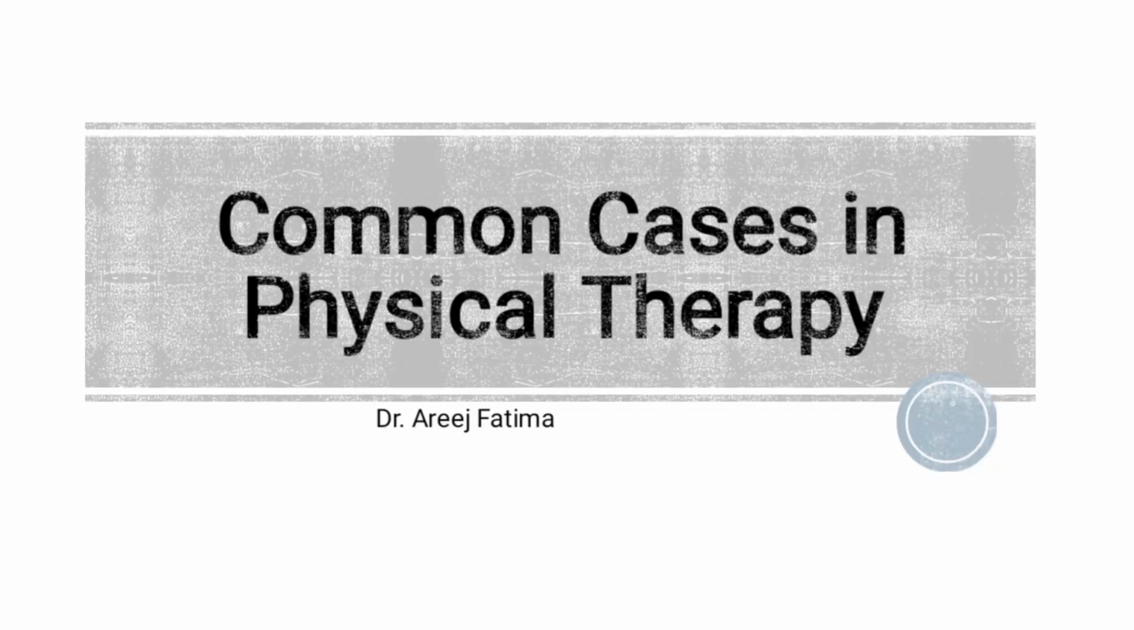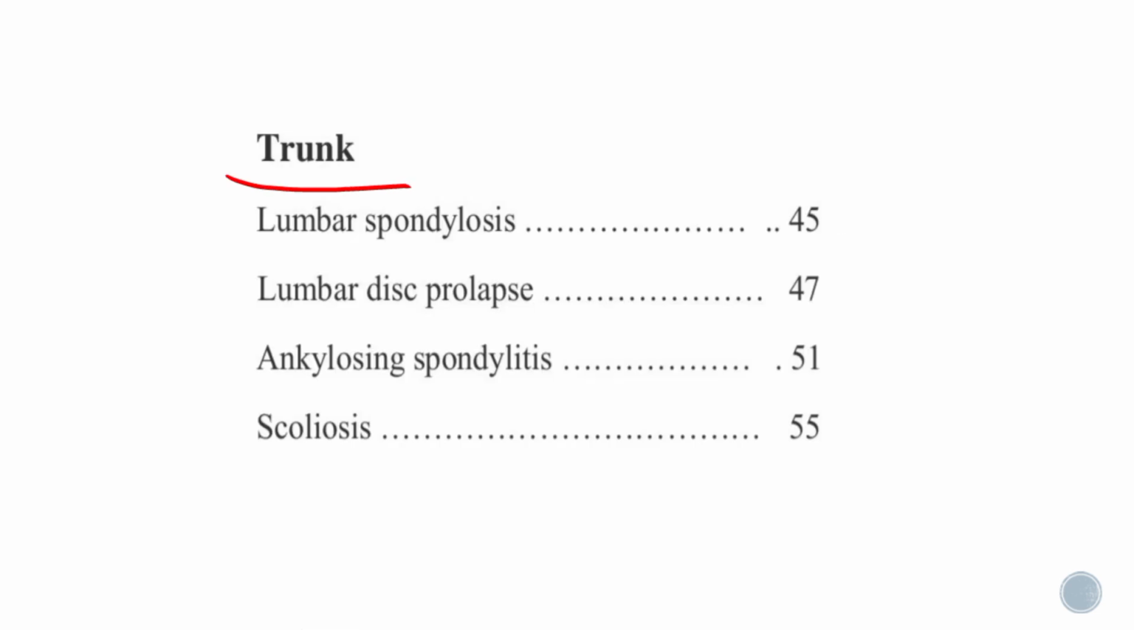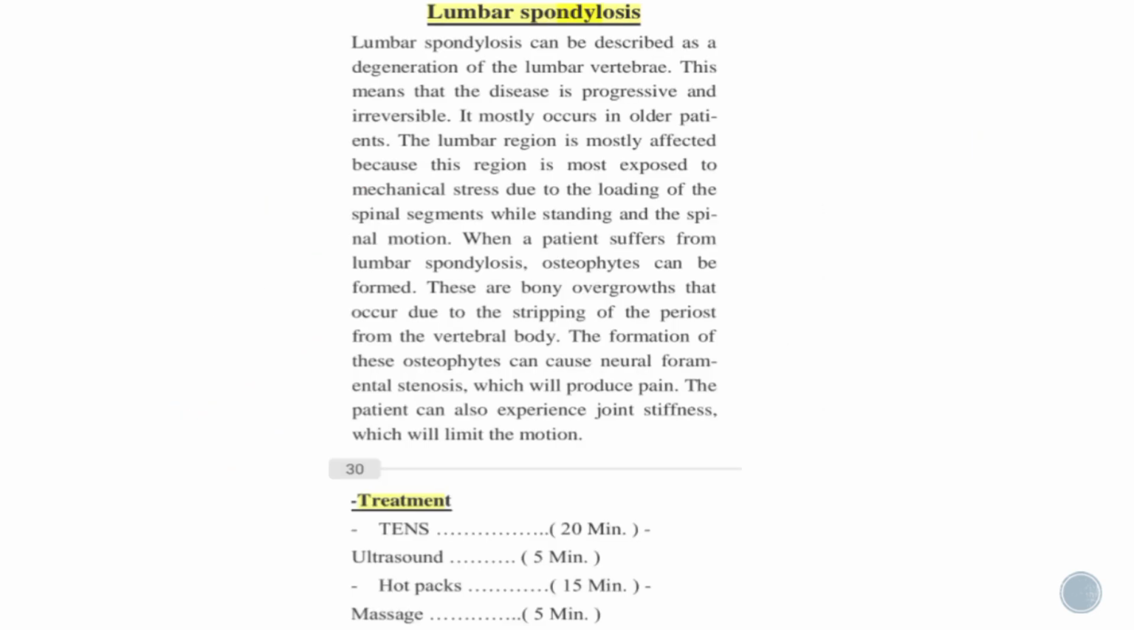In this playlist of common cases in physical therapy, the joints we will cover are the neck region and the shoulder. Now we will discuss the trunk region. In the trunk region, we will discuss lumbar spondylosis, lumbar disc prolapse, ankylosing spondylosis, and scoliosis.